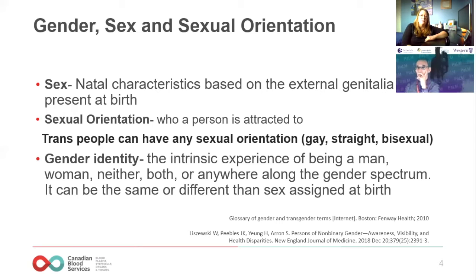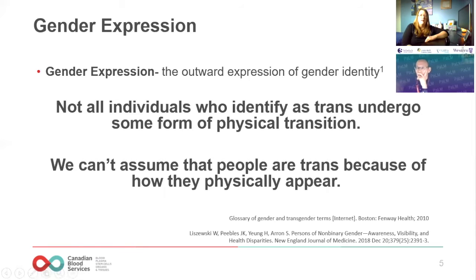So gender identity is a person's intrinsic experience of gender, being man, woman, neither, both, or anywhere along the spectrum. And it's important to consider that every person has a gender identity. It may be the same as the sex assigned at birth, or it may be different. So gender expression is the outward expression of gender identity, which may be congruous or incongruous with societal and cultural norms regarding the characteristics and behaviors commonly identified as feminine or masculine.